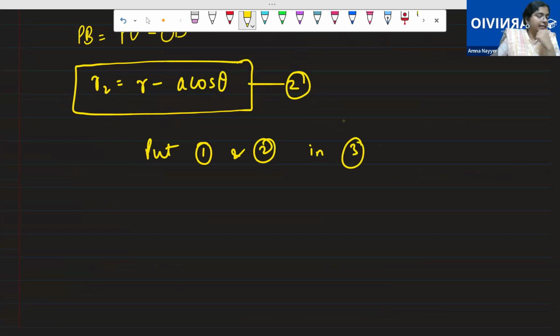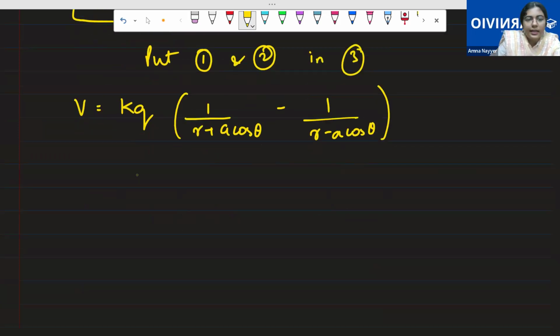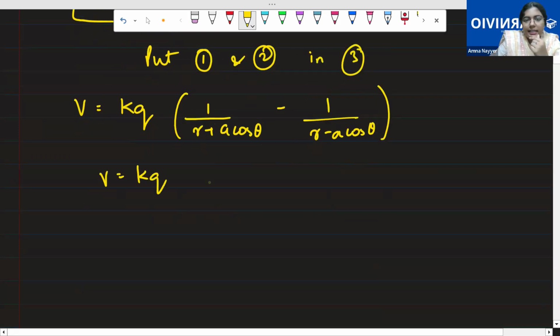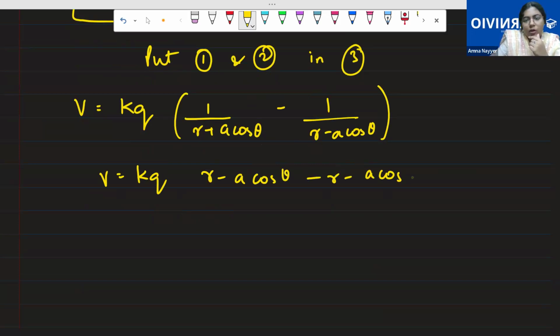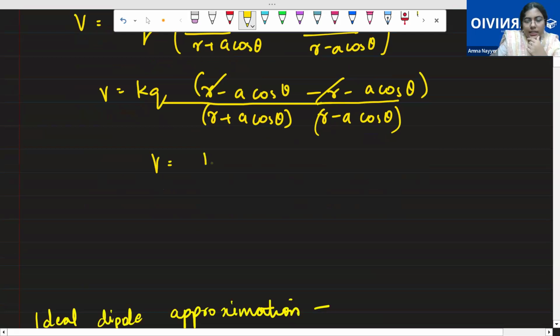So what do I get? V is equal to KQ, let's put it out only, 1 by R1: 1 by R plus A cos theta minus 1 by R minus A cos theta. So V is equal to KQ. Let's take the LCM. R minus A cos theta minus R minus A cos theta, divided by R plus A cos theta into R minus A cos theta. R will be cancelled. See, minus A cos theta makes it 2A cos theta.